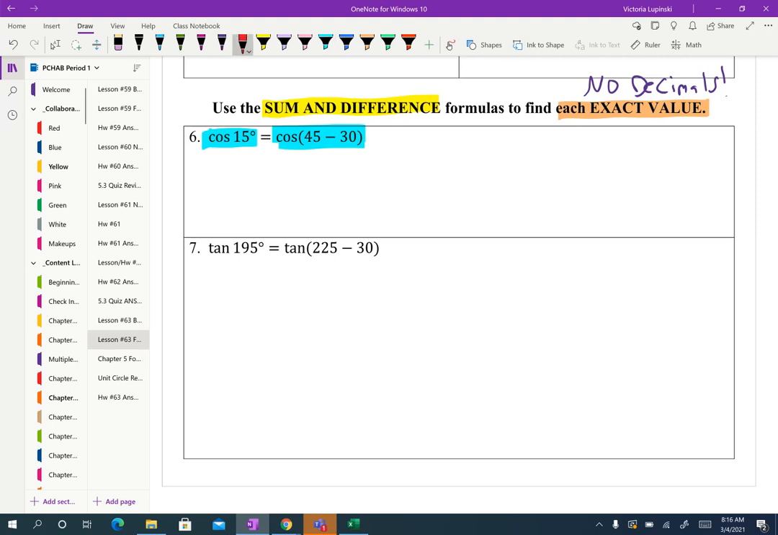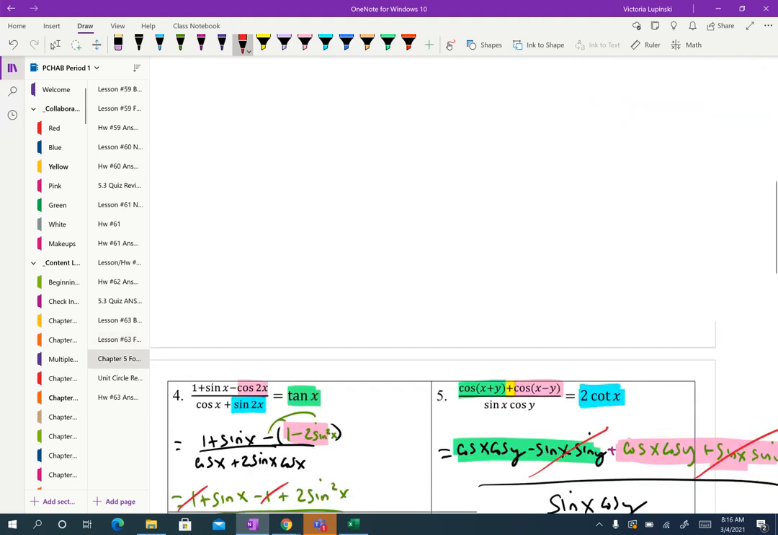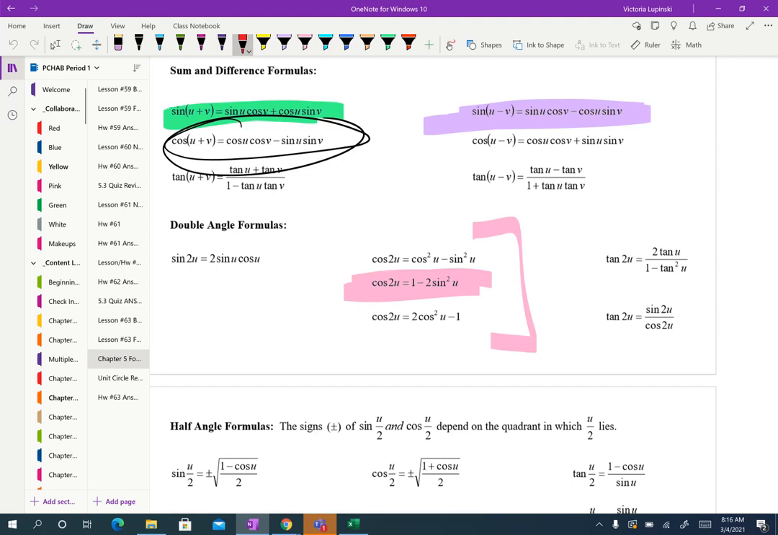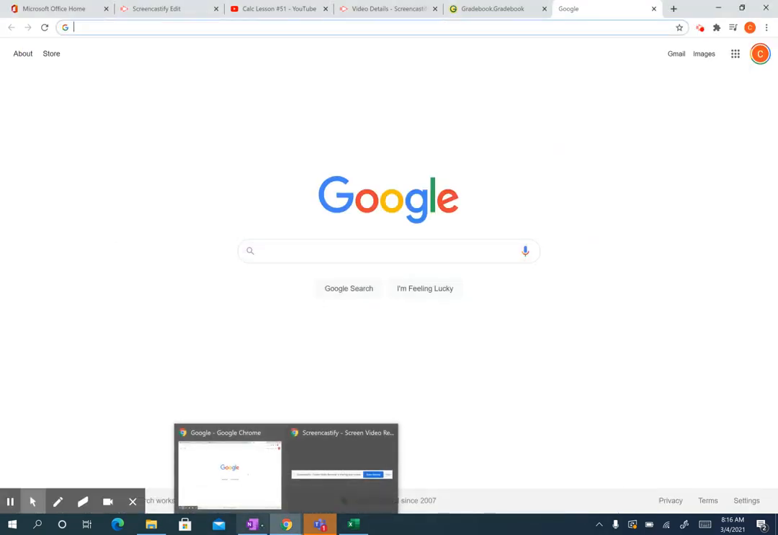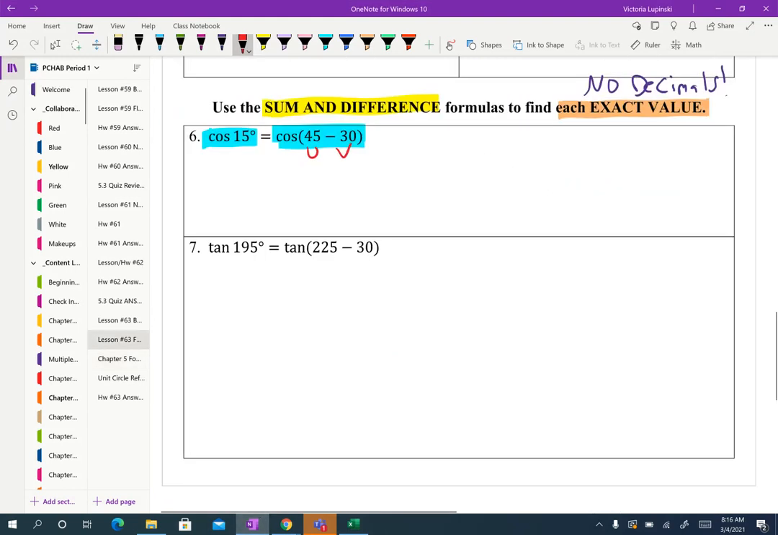So hopefully what you realize is this is really the cosine of u minus v. So you're going to go back to your formula sheet and you're going to choose the cosine of u minus v. So notice it's a double cos plus a double sine. So if I go ahead and plug that in, I am going to get that the cosine of 15 is equal to the cos of 45 times the cos of 30 plus the sine of 45 times the sine of 30. And again, this formula is from the formula sheet.